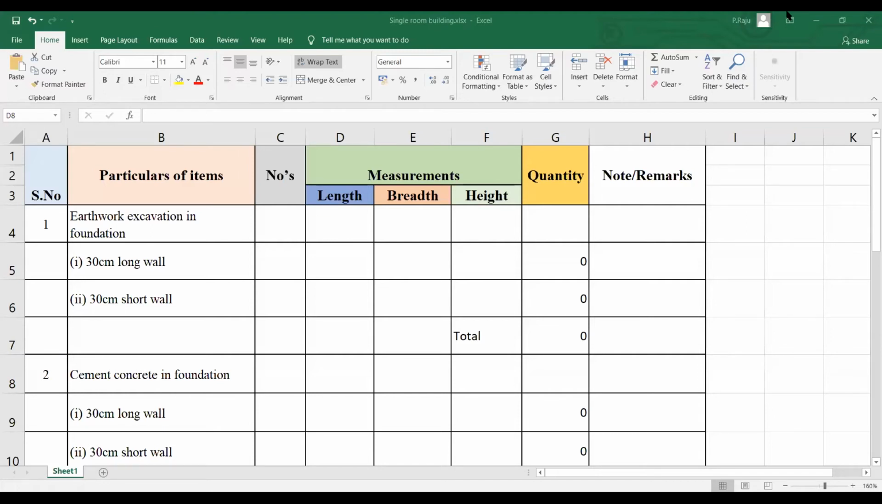Is the Excel sheet visible or not? Quick. Yes, fine. Fine then.